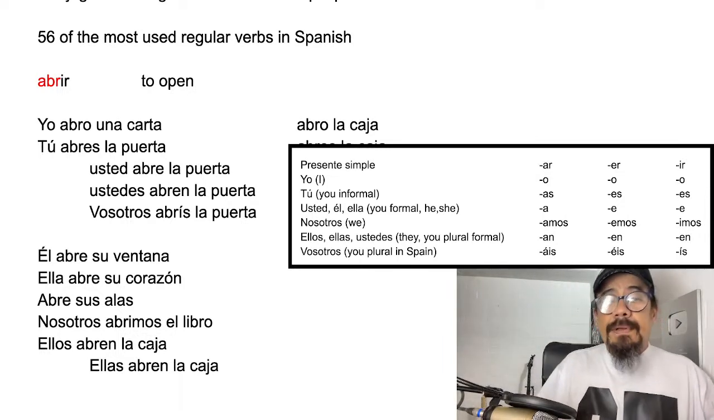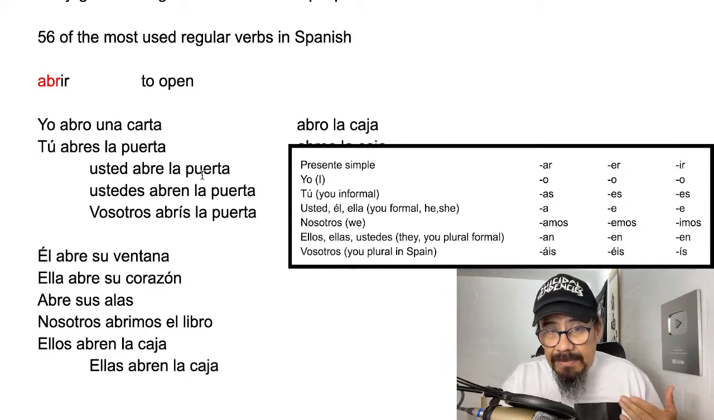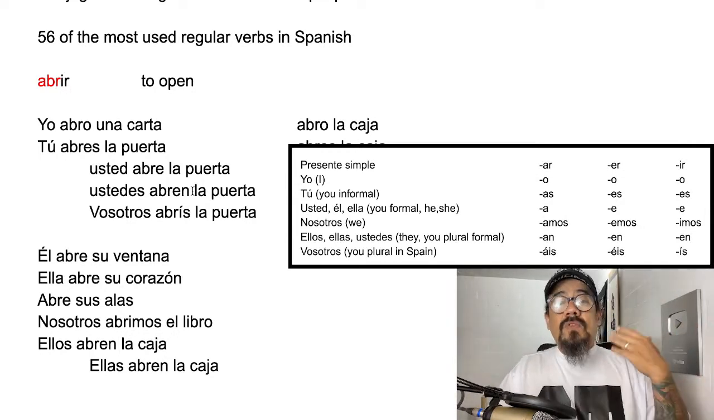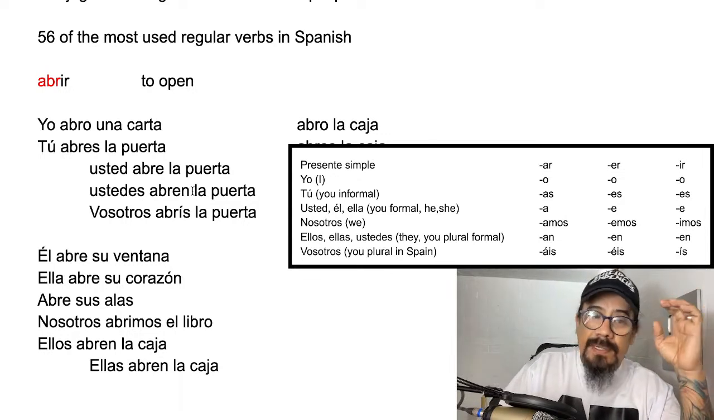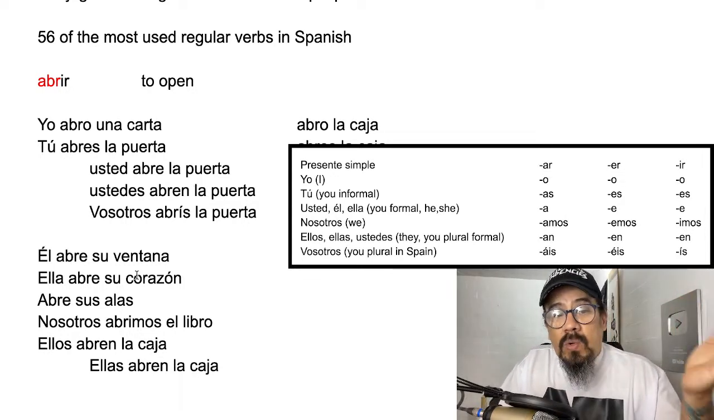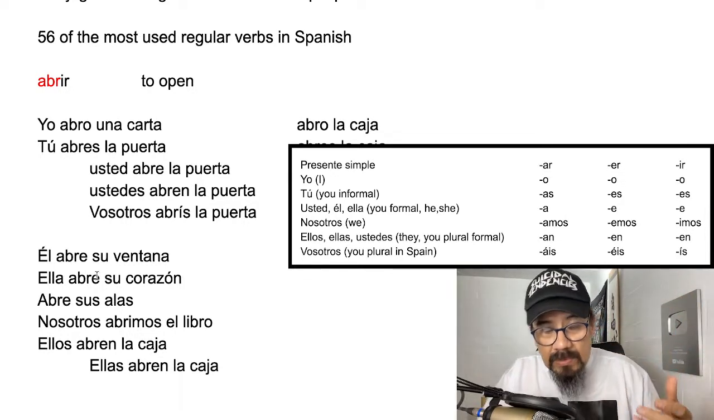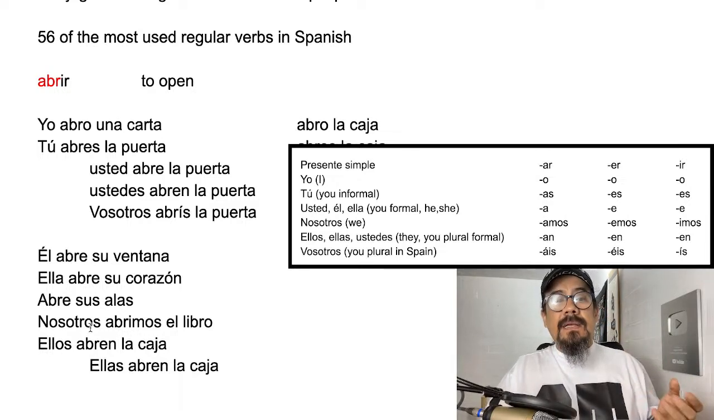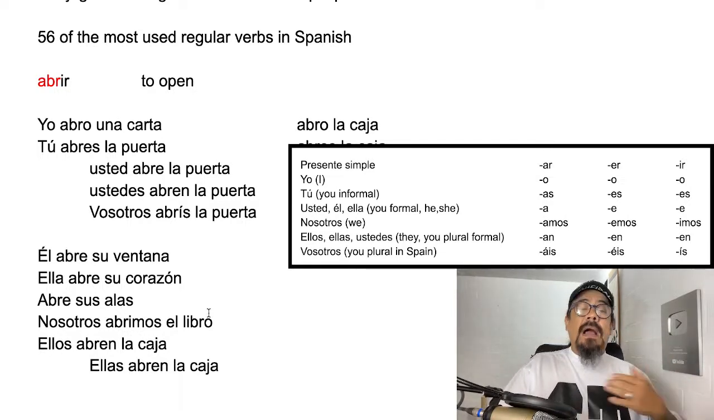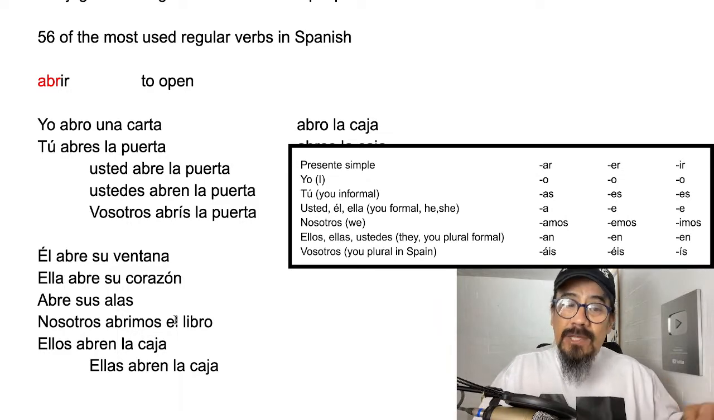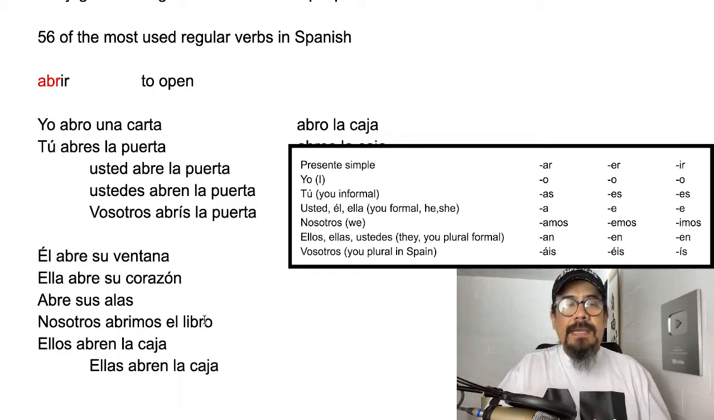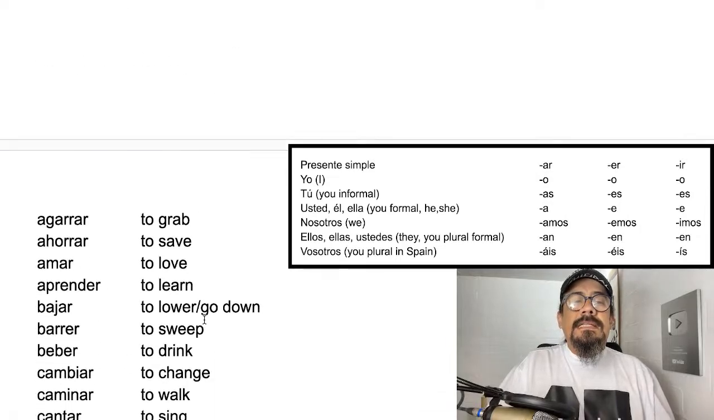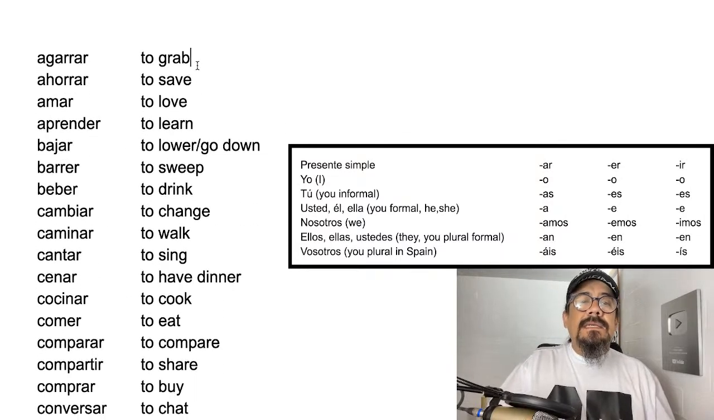So, usted abre la puerta. Ustedes abren la puerta. Vosotros abrís la puerta. Él abre su ventana. Ella abre su corazón, abre sus alas. Nosotros abrimos el libro. Ellos abren la caja, ellas abren la caja, okay? So, let's move to the second verb.